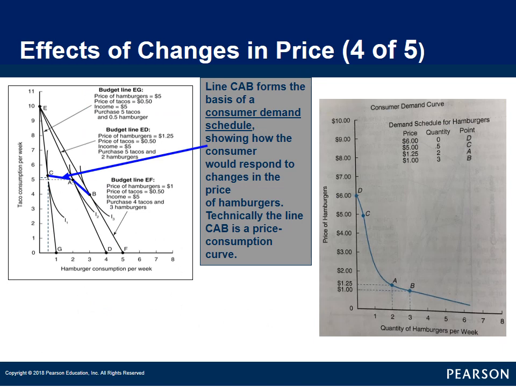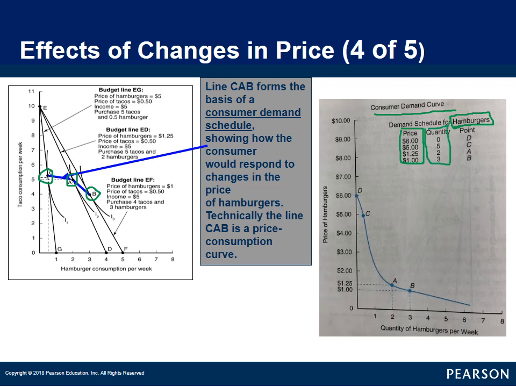Okay, so this slide is showing us how we can take the consumer equilibriums that we gathered from the 3 different prices of hamburgers. So we have points C, A, and B, and we can graph those in a different way to derive or create a consumer demand curve specifically for hamburgers. So consumer demand curves focus on a specific item. They tell us at a given price what the quantity of demand will be given that price.